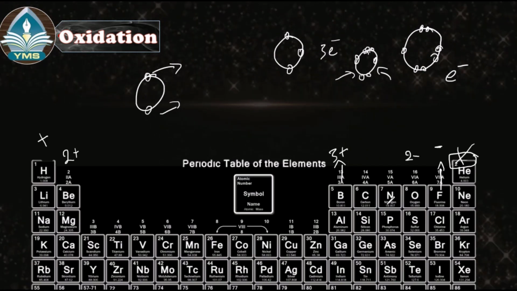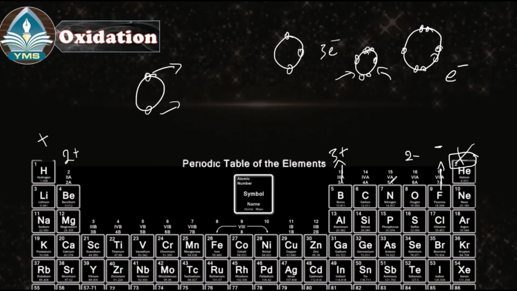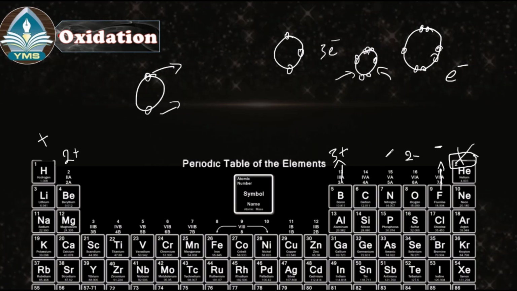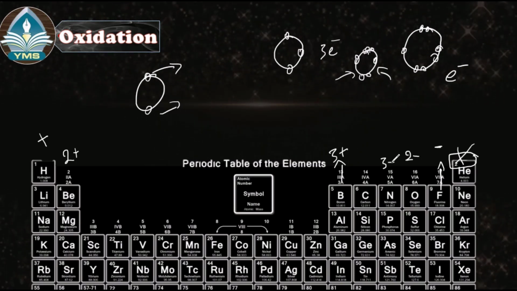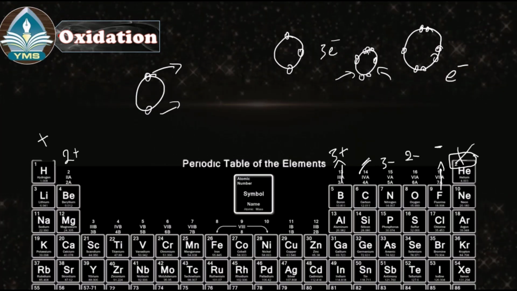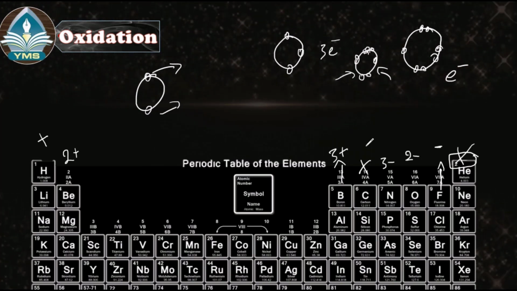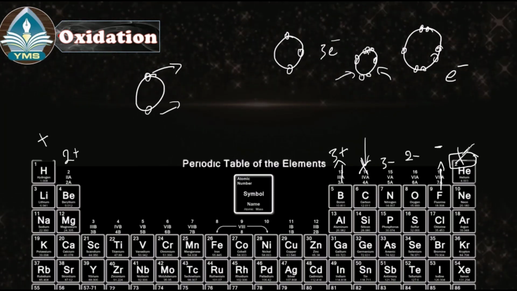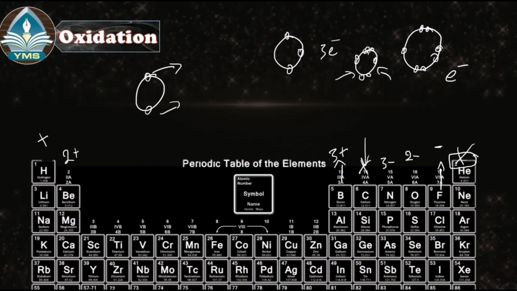And elements of group 5, they have 5 valence electrons. So they will gain 3 electrons. So there will be 3 negative. This group 4, they share electrons, they don't gain, they don't lose, so we will not talk about them. We will not use the noble gases.